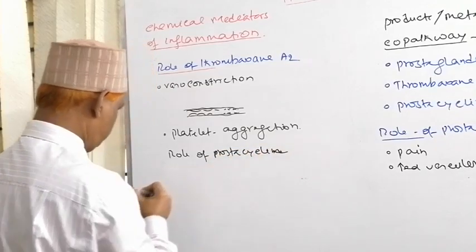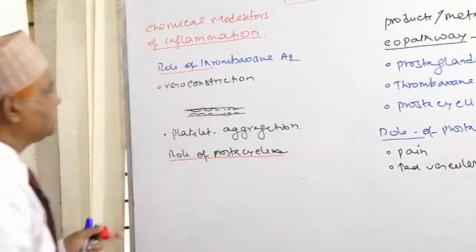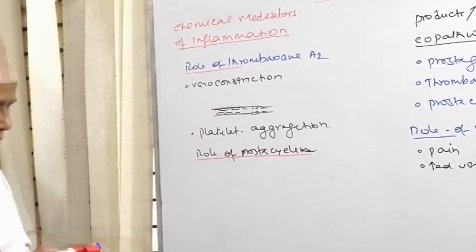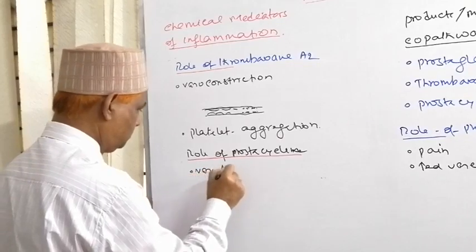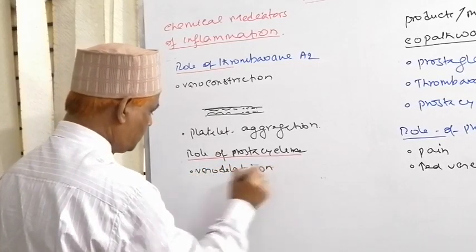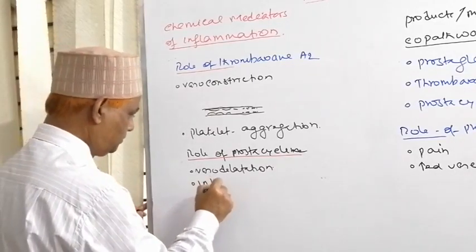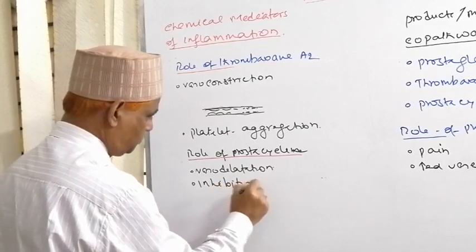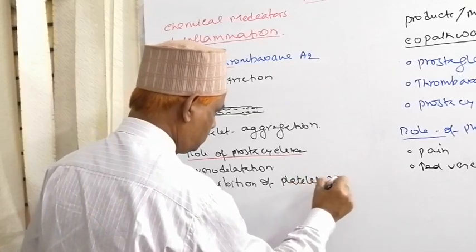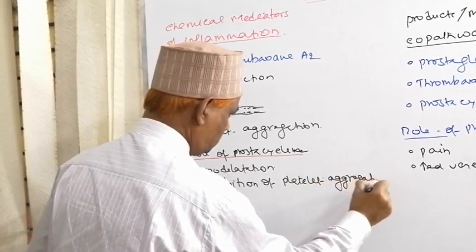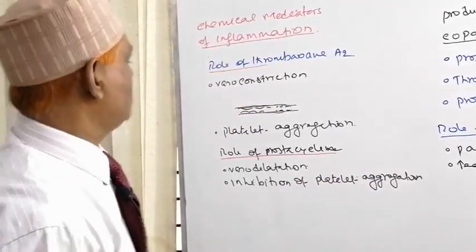Role of prostacyclin. What does it do in inflammation? Just the reverse role of thromboxane A2. It causes vasodilatation and it inhibits platelet aggregation. So this is the role of prostacyclin, just the reverse role of thromboxane A2.